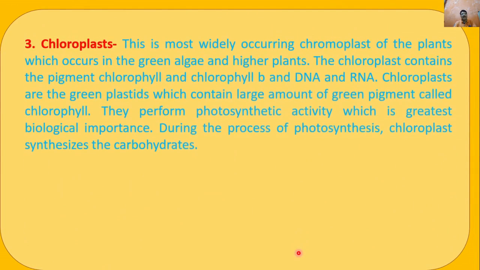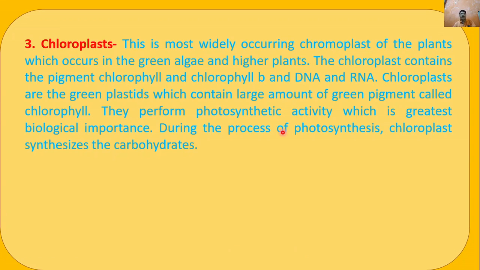Now we will proceed to the most important and third type of plastid, that is chloroplast. This is the most widely occurring chromoplast of the plant, as it is nothing but a chromoplast. Why? Because it is green in color, it is colored, so it is also treated as a chromoplast. But due to its importance in different types of photosynthetic activities, the chloroplast is shifted into a separate type of plastid.